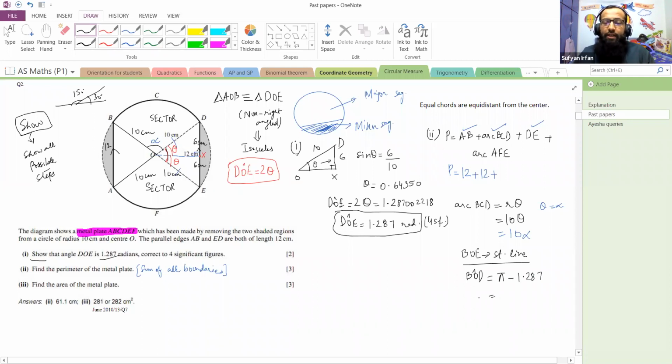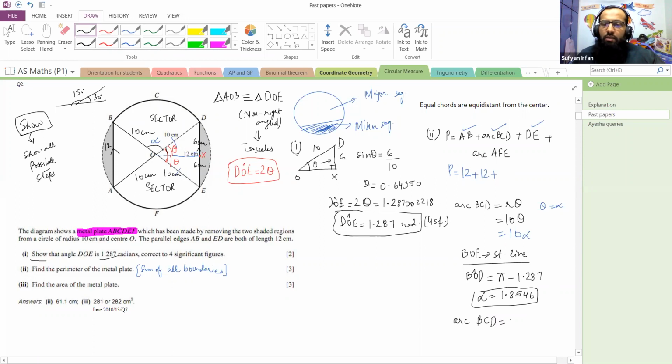Pi minus 1.287, the angle that we are going to get is 1.8546, 5 SF, 1.8546. Now that we have found the value of BOD, which we have named as alpha, we are going to find the arc length BCD.